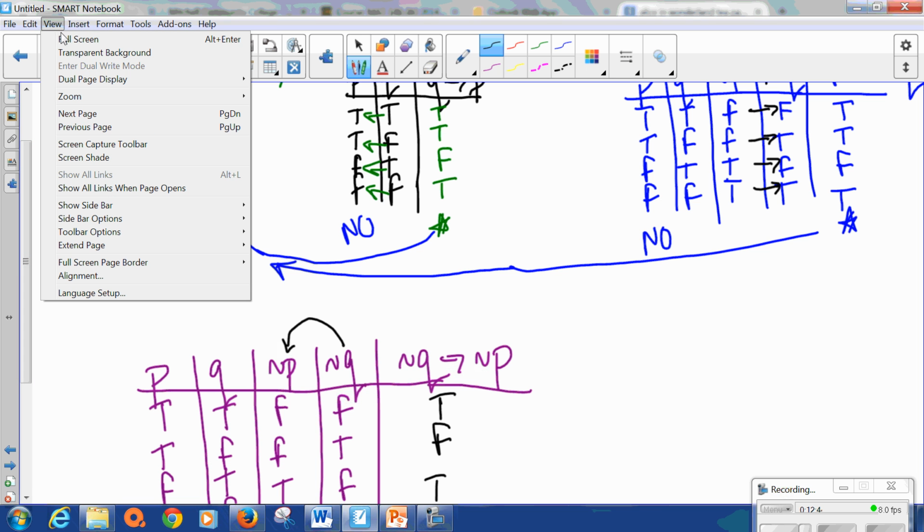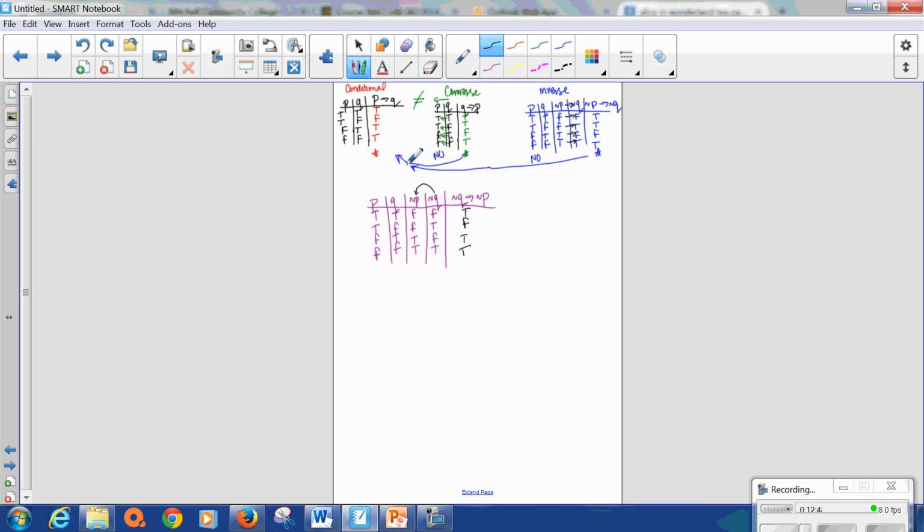Let's see if I can zoom out a little bit. So now it's a little too small, but you can see that this is the same as that. True, false, true, true, true, false, true, true. Holly didn't like that apparently. And so that means that those two are actually saying the same exact thing.